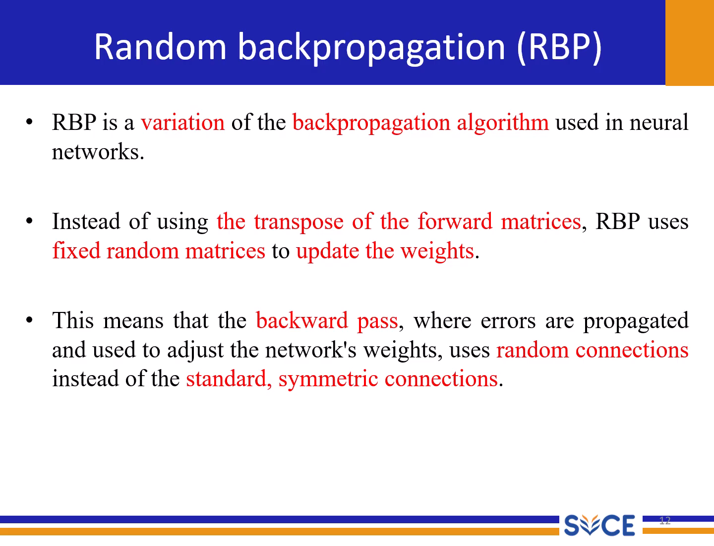Here random back propagation is a variation of the back propagation algorithm which is used in the neural network. The random back propagation algorithm uses a fixed random matrix to update the weights, instead of using the transpose of the forward matrix. This means that in a backward pass where the errors are propagated to adjust the network weights, it uses random connections instead of the standard symmetric connection.